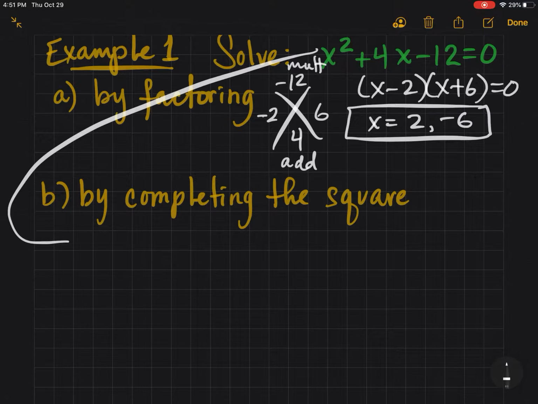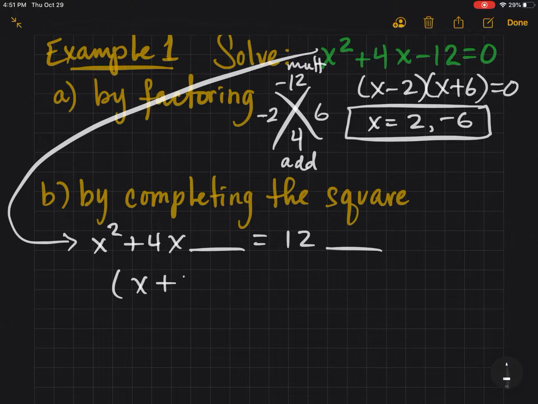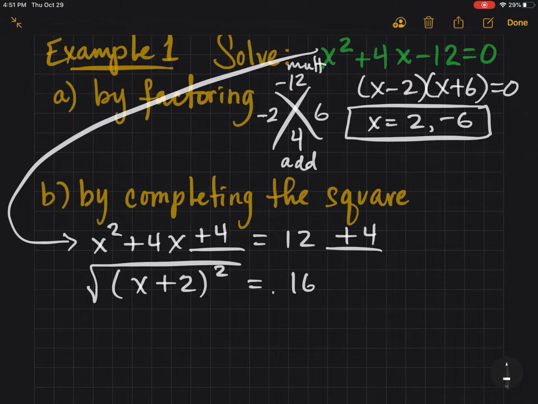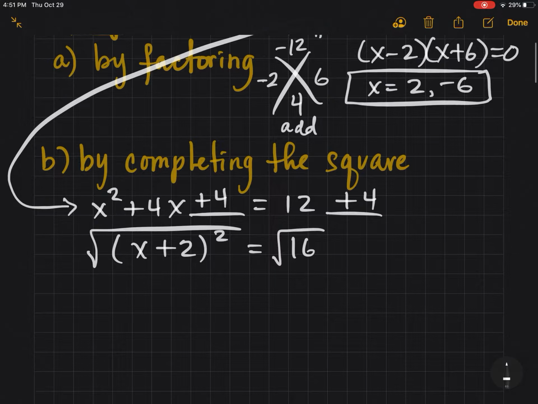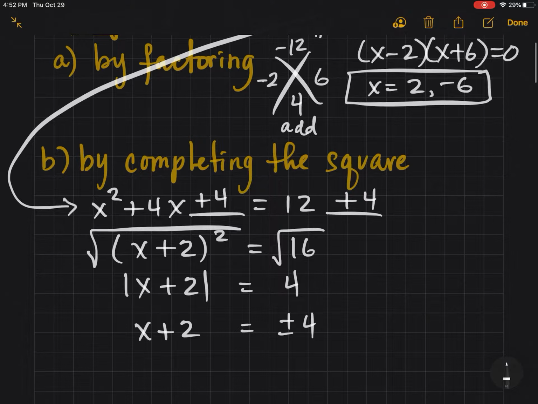So, when we look at this equation, remember we want to put the original c on the other side, so the negative 12 becomes positive 12. Half of b is 2, and 2 squared is 4. Keep balance. Remember in the last lesson, whatever you do to one side, you have to do to the other. Absolute value of x plus 2 equals 4. Remove those bars, plus or minus on the other side.